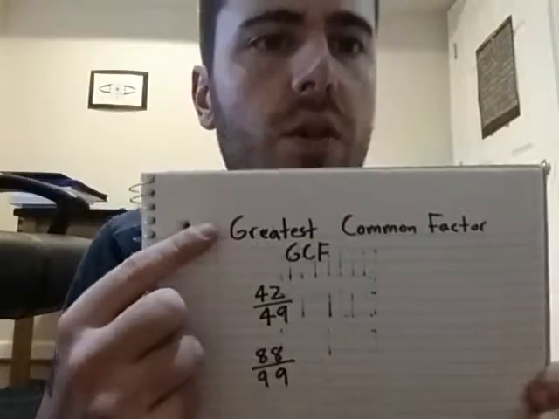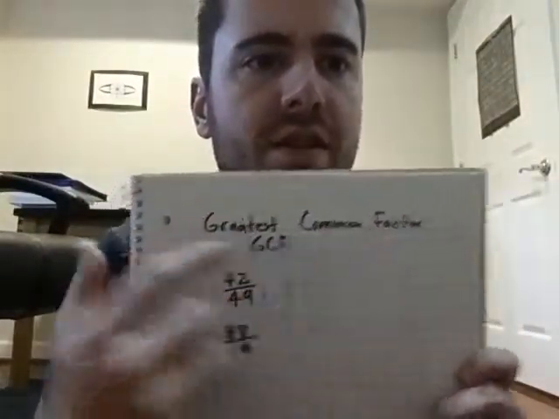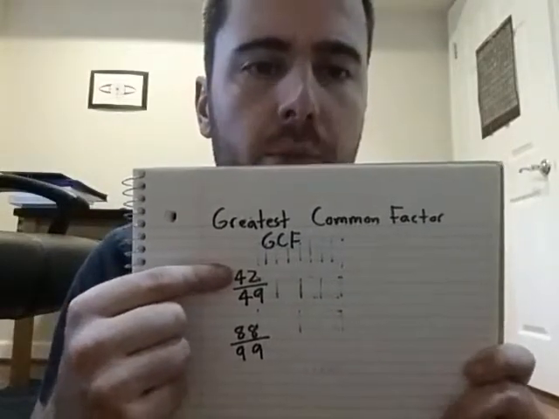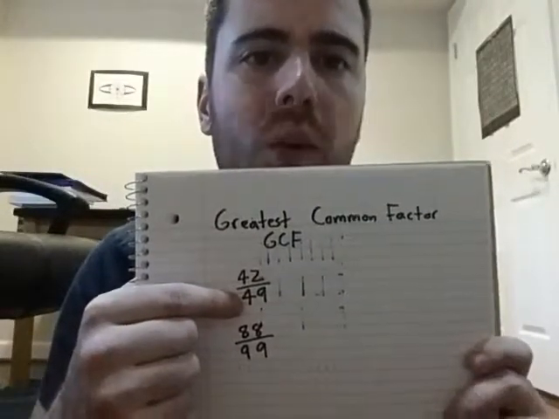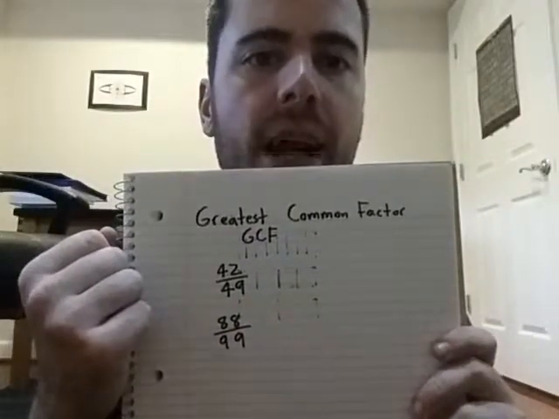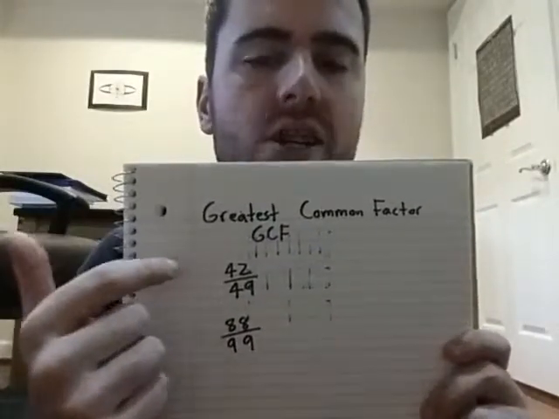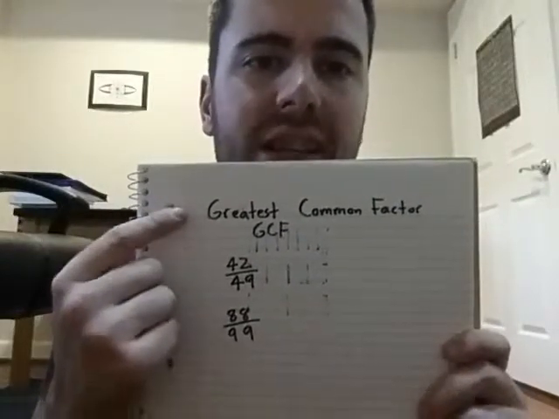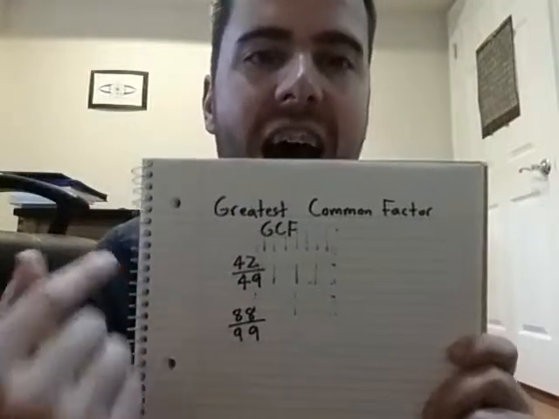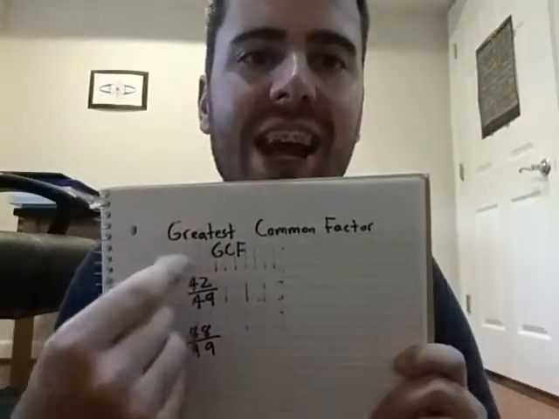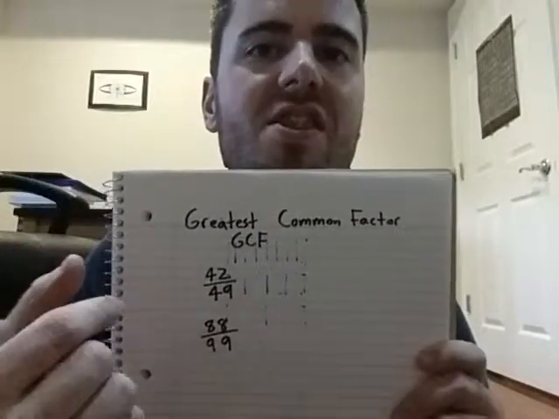And again, this is probably review for some of you. This is called the greatest common factor. We're going to look at the numerator, look at the denominator, and list out all of the factors that we can. Then we're going to see what the biggest one is. Because when we list out all the factors, that is a number we can use to divide both the numerator and the denominator by to make a simpler fraction.